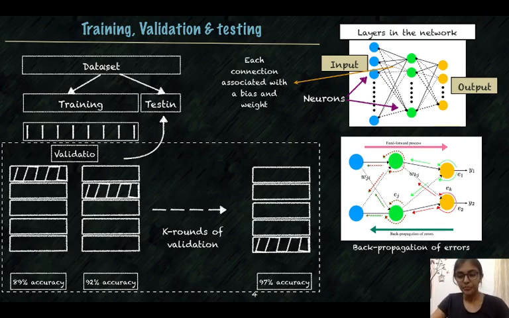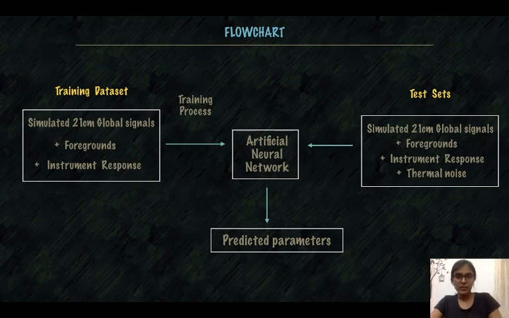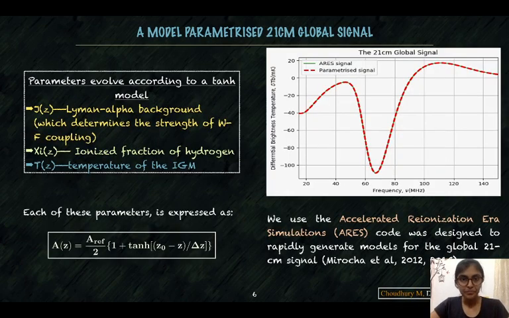Here's a flowchart. We construct the training data sets like this. We have simulated 21 centimeter global signals. We have modeled foregrounds and instrument response, which we together combine to form the training data set. Then we train our network and we get the predicted parameters. For test sets, in addition to the global signal, foregrounds and instrument response, we also add thermal noise.